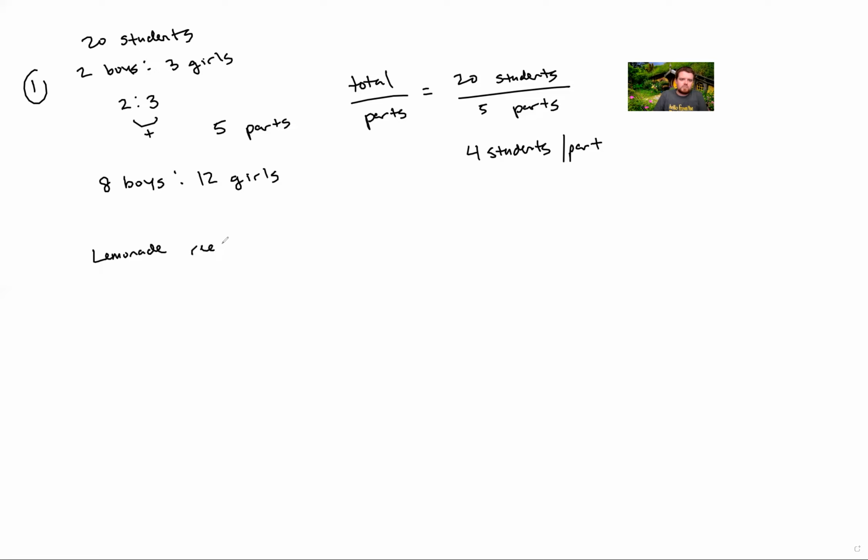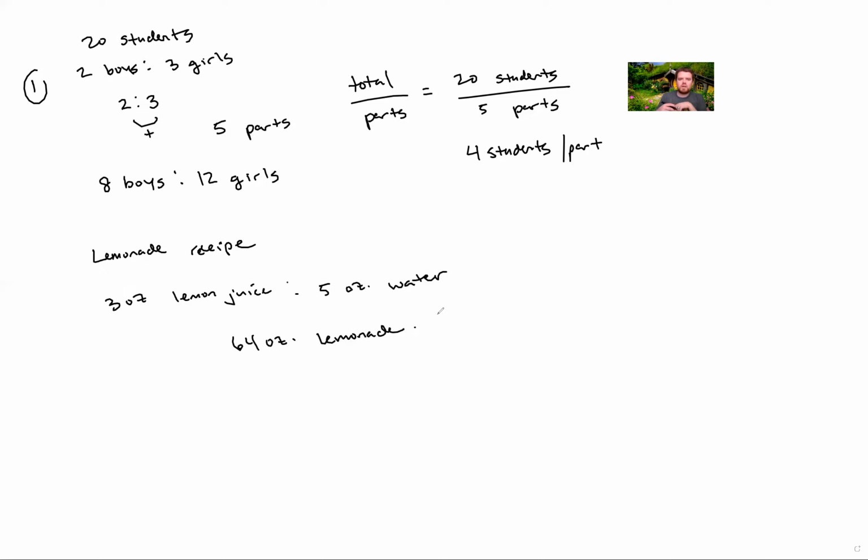Lemonade recipe calls for 3 ounces of lemon juice to 5 ounces of water. We want to make a total of 64 ounces of lemonade. The question is, how much lemon juice do I need? How much water do I need?